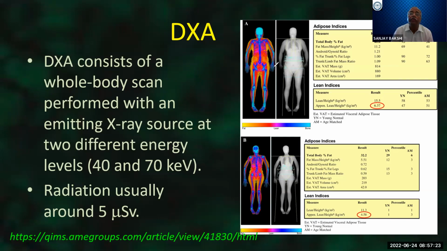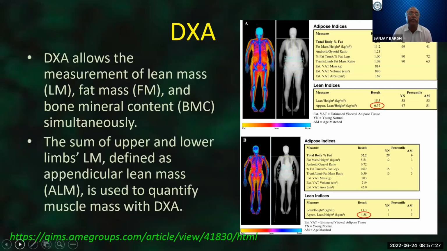Okay, so you do that, and I'll show you the next, which makes the measurement of lean mass, fat mass, and bone mineral content simultaneously. Now we are really entering territories where patients are really, really ill. The sum of the upper and lower limbs lean mass is defined as the appendicular lean mass, ALM, and it is used to quantify muscle mass with the DXA. It's coming in a big way.